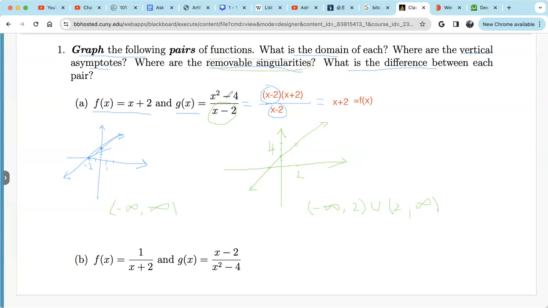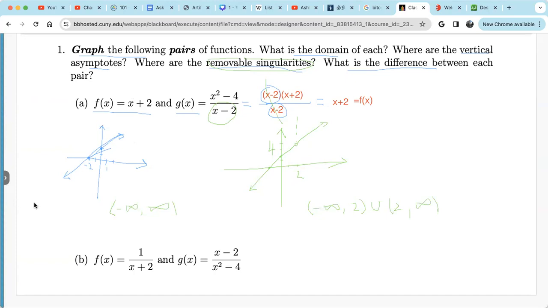Remember, in rational functions, the factor in the denominator normally makes vertical asymptotes, right? But in this case, because those two simplified, x minus 2 is no more a factor. So the vertical asymptote becomes a removable singularity or removable discontinuity. So that's the difference between those two functions. All right, the domains are different, the graphs are different.